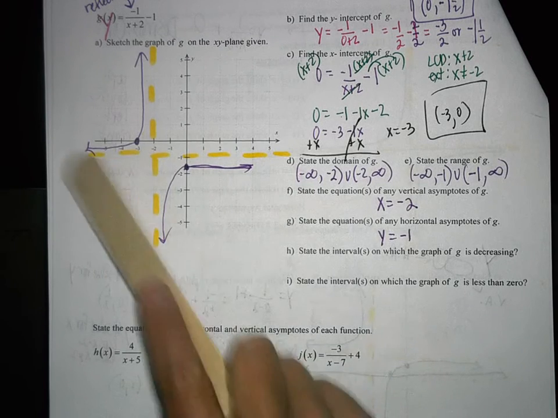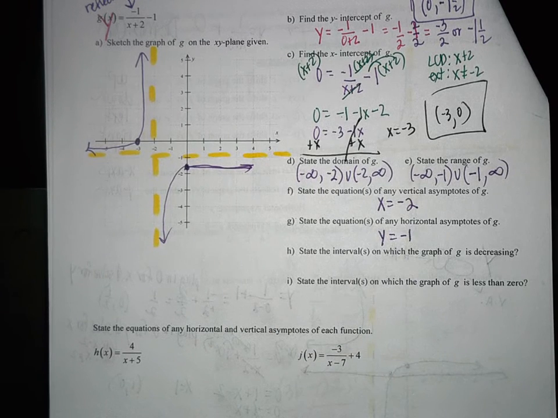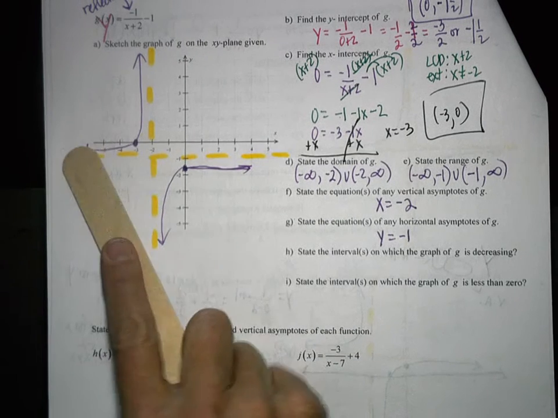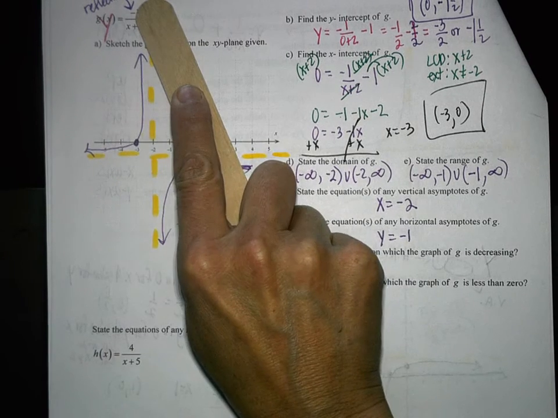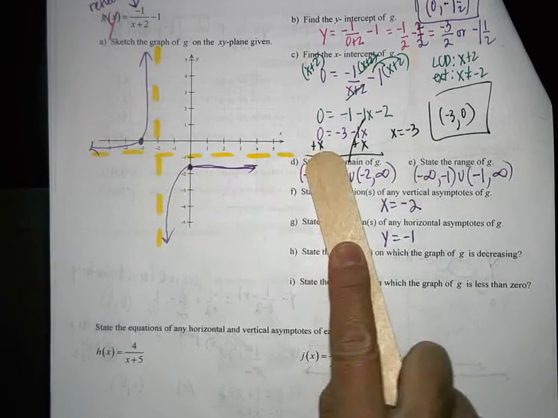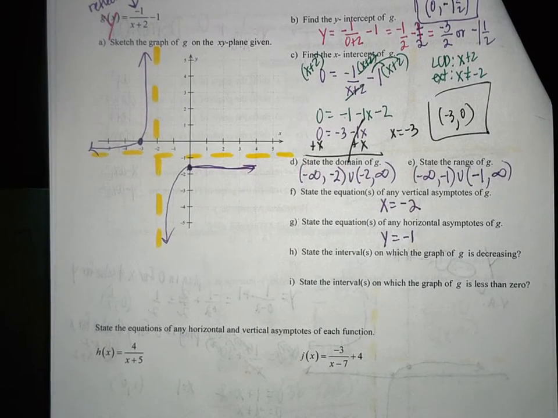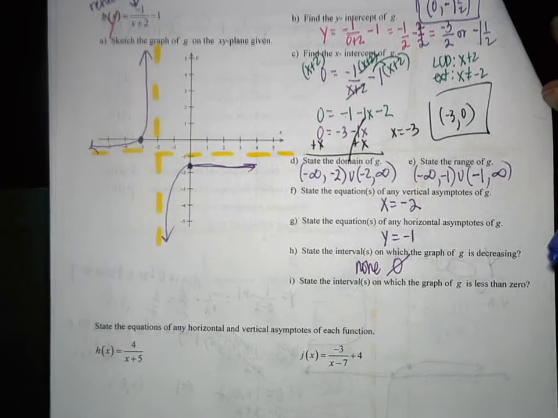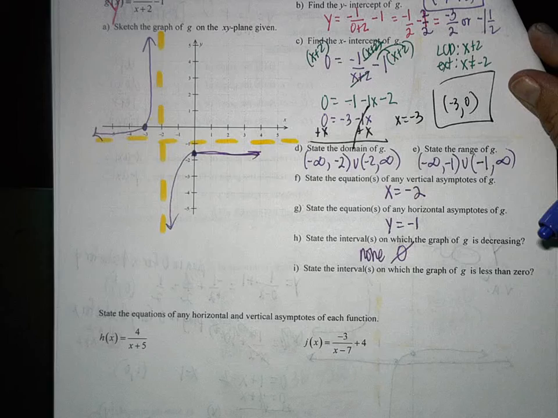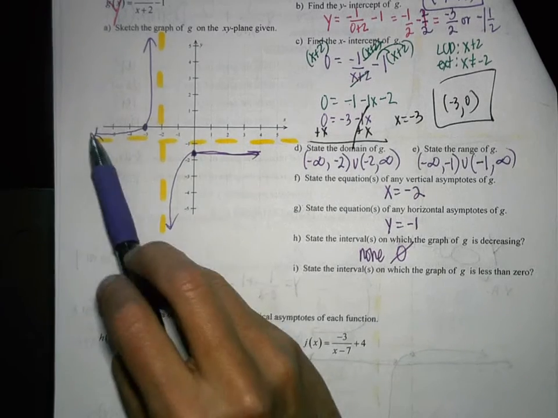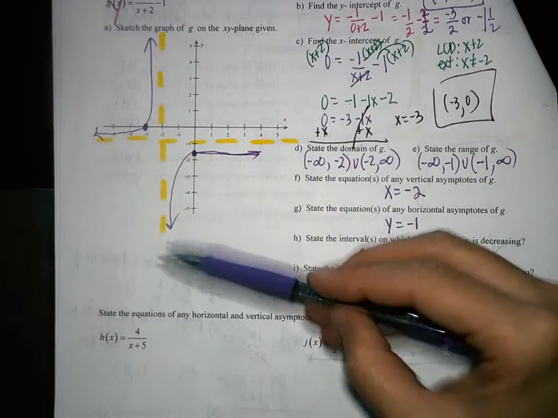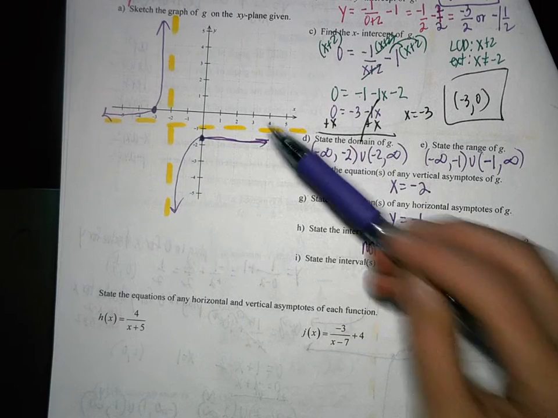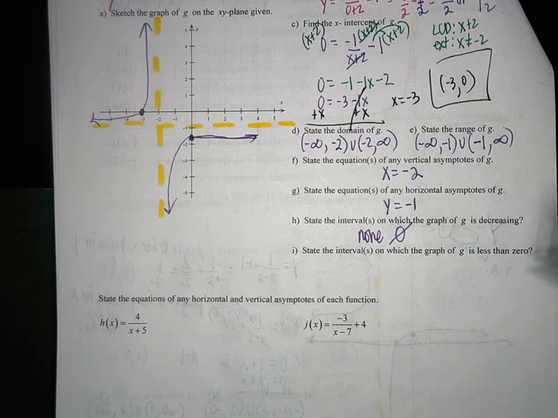All right, so looking at this graph, if we read the graph from left to right, when is it decreasing? Is it ever decreasing on this one? No, because you start left to right, this is going up. Up is increasing. Then you go to this point, it keeps going up, it is increasing. Therefore, it never decreases. So none or no solution.